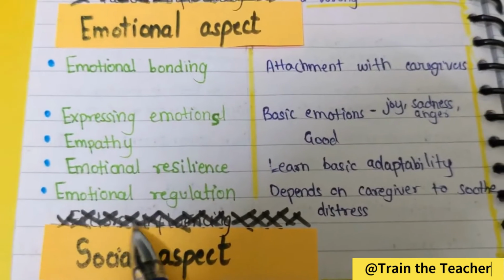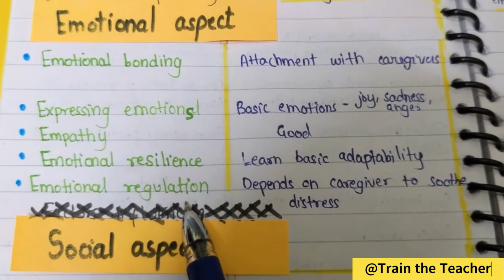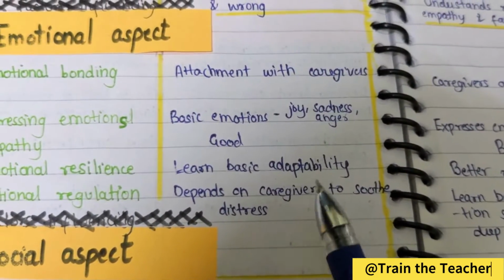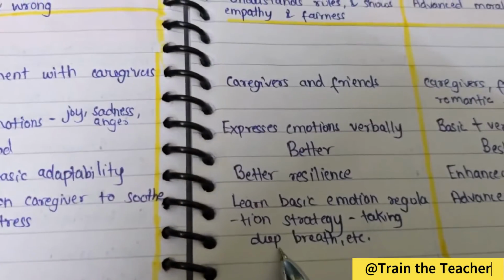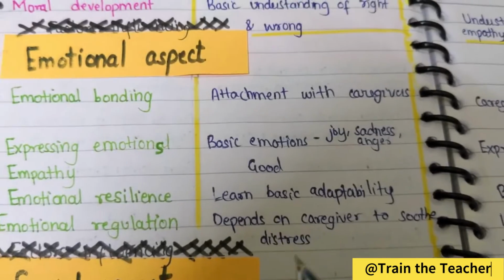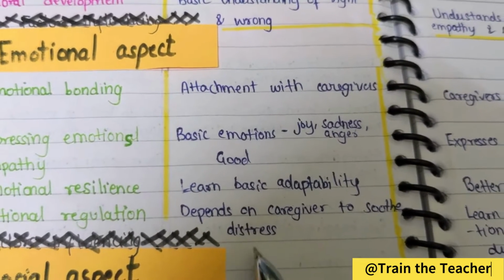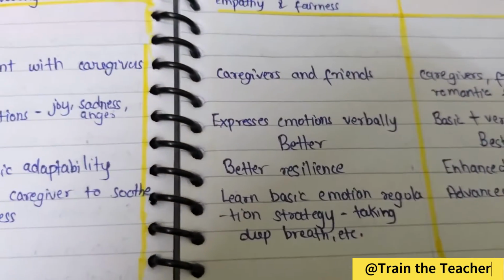The last point is emotional regulation. How do they regulate themselves emotionally? During infancy it depends completely on the caregiver to soothe distress. Again, very much connected to the last point.